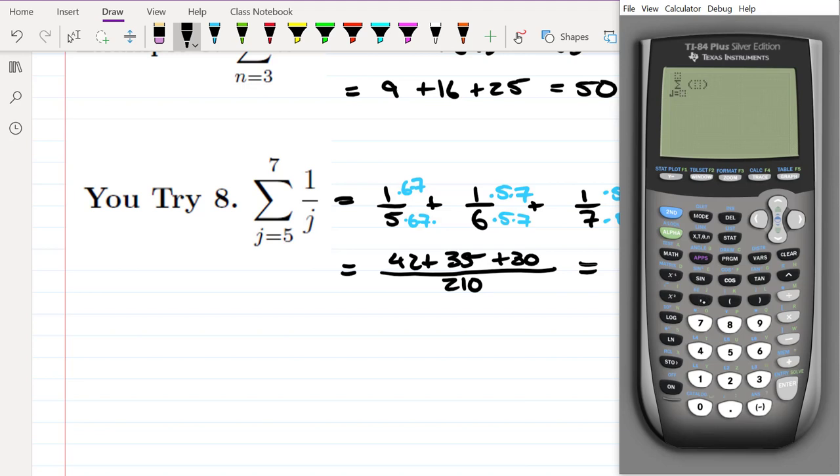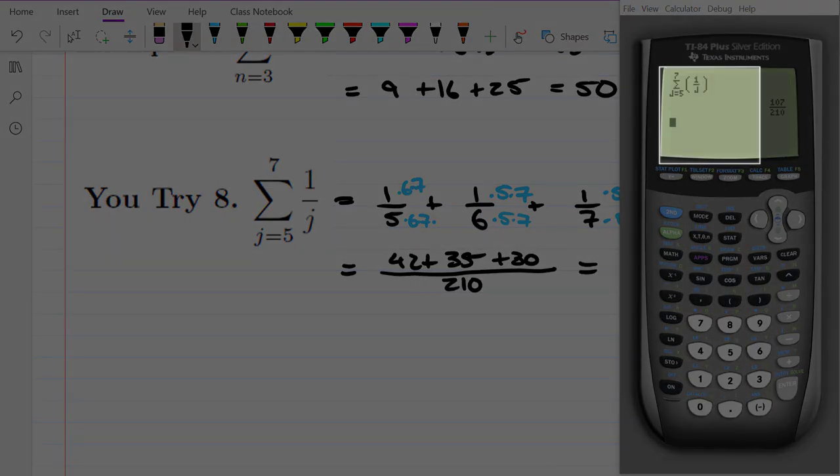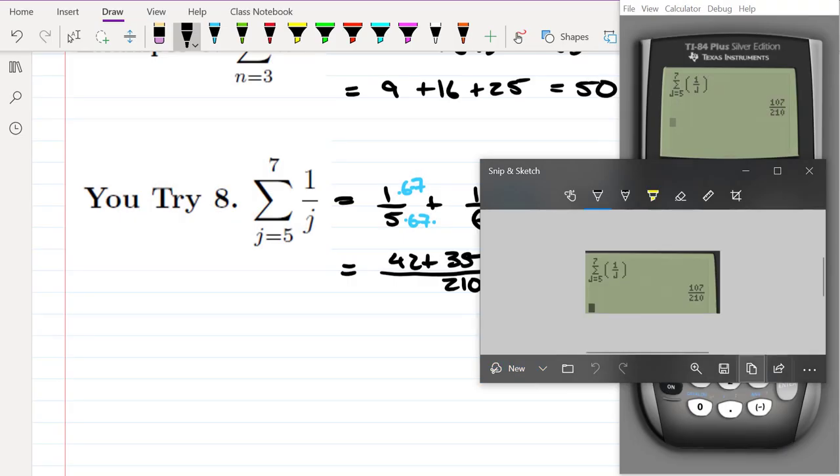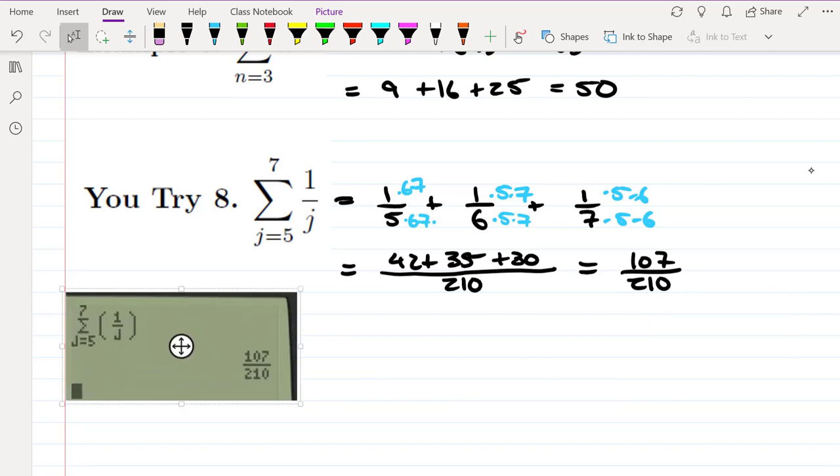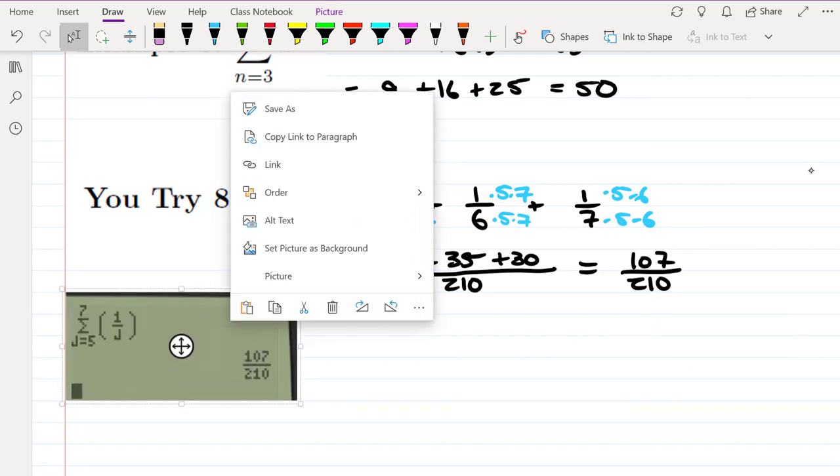And if we type in this example exactly how it looks, so j is the alpha function on our comma, and j goes from 5 to 7, and then we press alpha y equals to get our fraction, and we do 1 over alpha comma to get our j. We think for a moment, and our calculator gives us the same value that we just got adding it up manually. So we can use our graphing device to sum up a series in sigma notation.